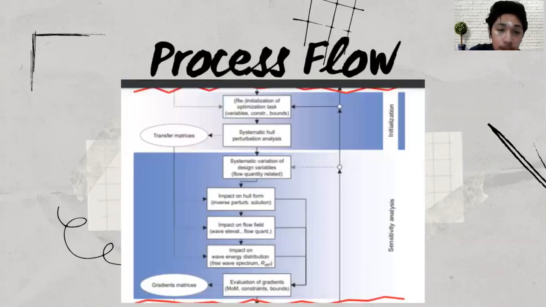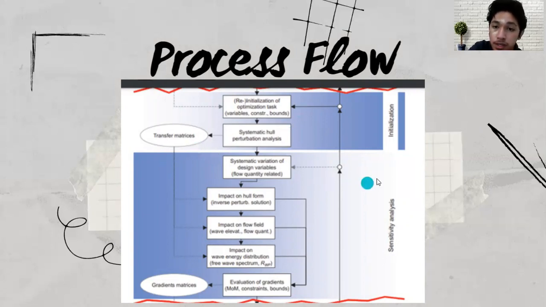So after that, we get to perform initialization, where we reinitialize the optimization task, like variables, constraints, or bounds. After that, we have the systematic full perturbation analysis and systematic variation of design variables, like flow quantity related. So yeah, in the other place, we also gain transfer matrices.